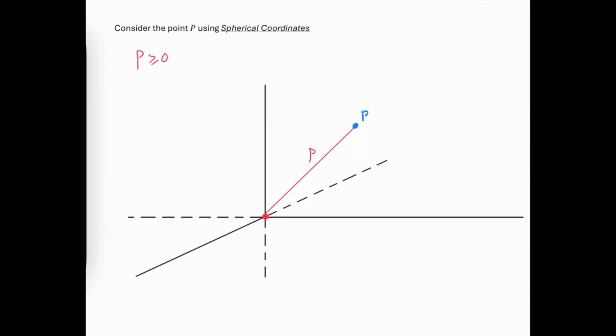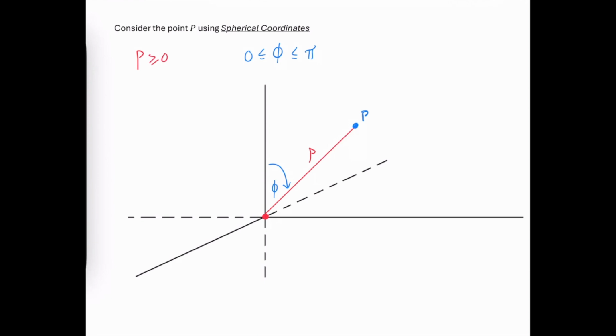We'll also consider a positive angle that's measured down from the positive z-axis, and this angle is going to be considered phi. The angle phi will always be greater than or equal to 0, but less than or equal to pi. So at its maximum, it would be coming all the way down here to the negative z-axis.